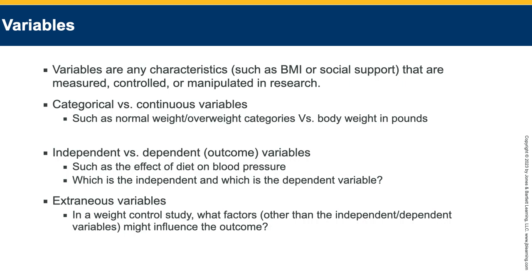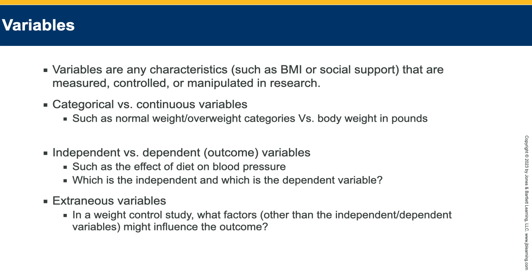When we talk about independent versus dependent outcome variables, the independent variables are not affected by any other variables in that study. The dependent variable is often the focus of the research study itself. I want you to think about the effect of diet on blood pressure. Which is the independent and which is the dependent variable? In this case, diet must be the independent variable and blood pressure must be the dependent variable, because blood pressure is dependent on what an individual is consuming in their diet.